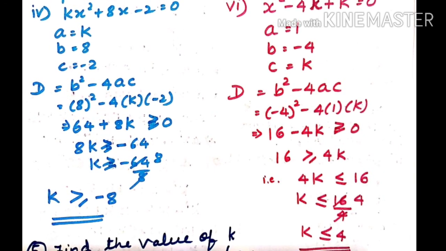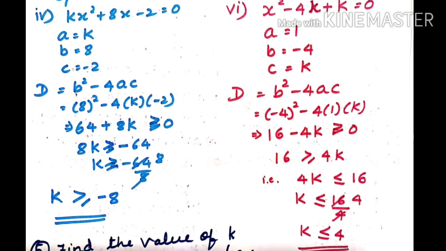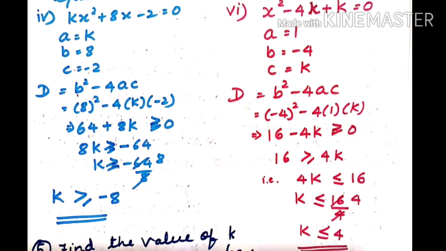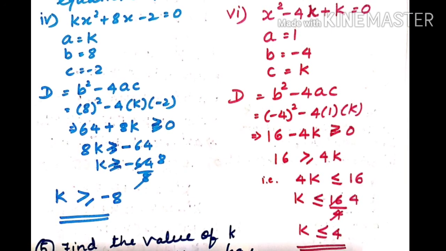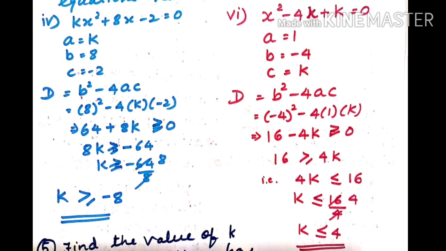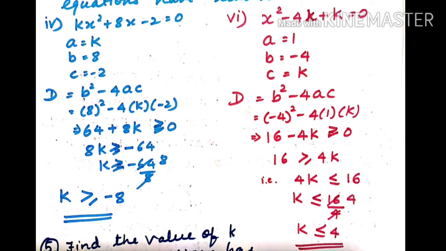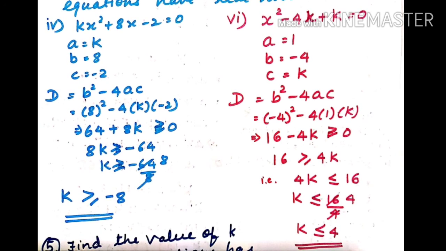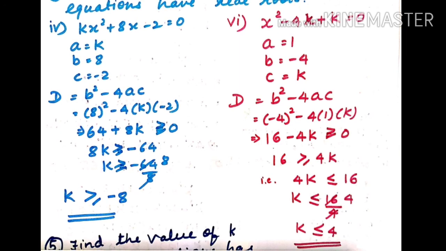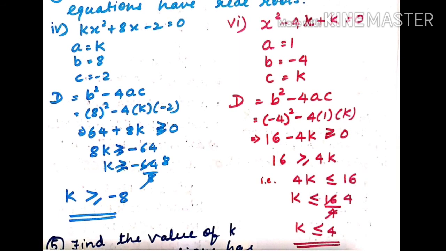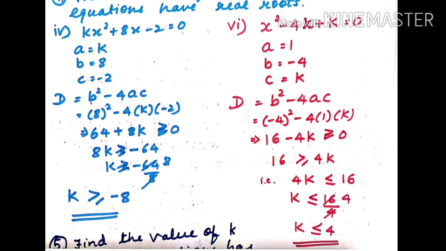Now minus 4 square is 16, minus 4k is greater than or equal to 0. Again, why greater than or equal to 0? Because it is given that the roots are real. Then 16 is greater than or equal to 4k, taking it to the right side it becomes plus 4k. Students, you can see that step, 16 greater than or equal to 4k, rewritten by taking the side differently.